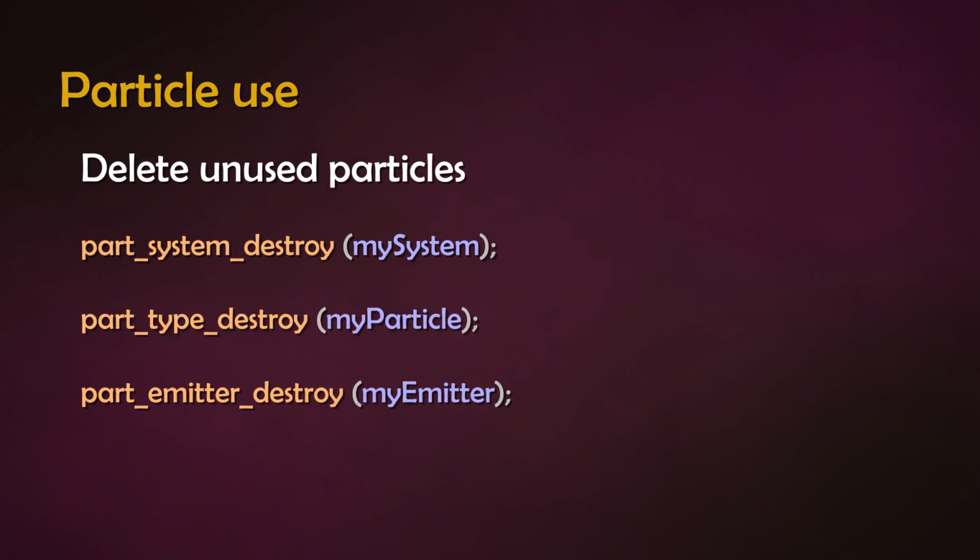Well, almost. To make the whole thing a little bit more efficient and avoid memory leakage, you need to destroy the particle system, the particle type and the emitter when they are not needed. That can be done, for example, by destroying the emitter once the instance is destroyed, when you change the room or when the game is being closed.